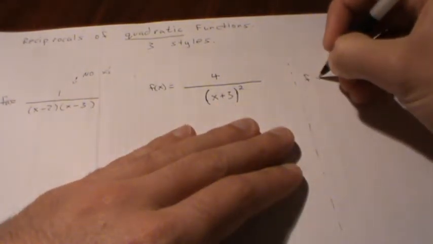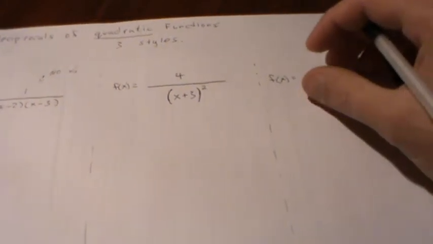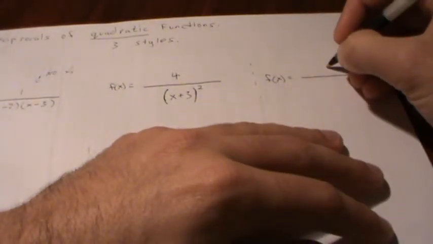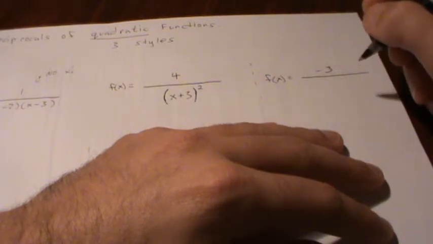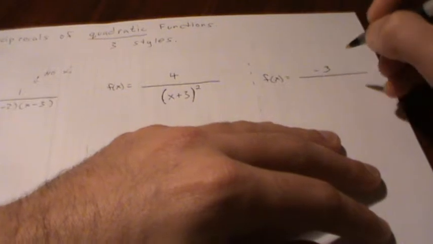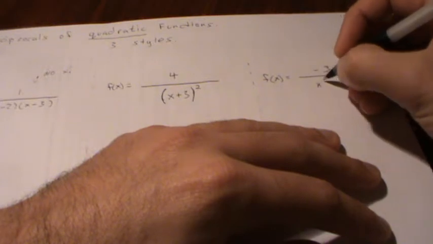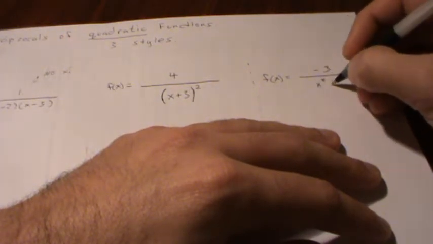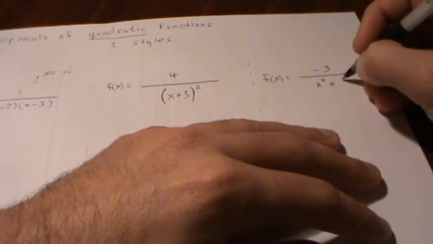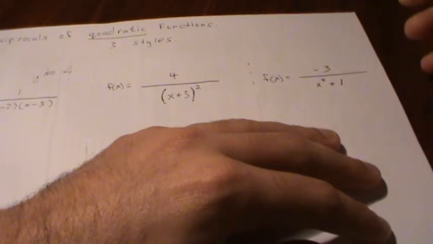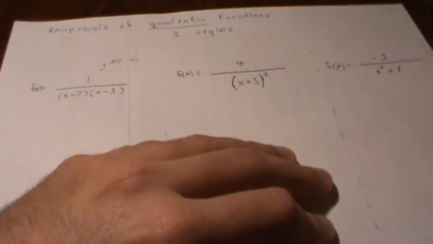And then another type that we'll talk about is maybe I'll write a -3 in the numerator here. And this type is pretty strange because it's going to be x squared, but then it's also going to be plus some value. Let's go with +1. All right.